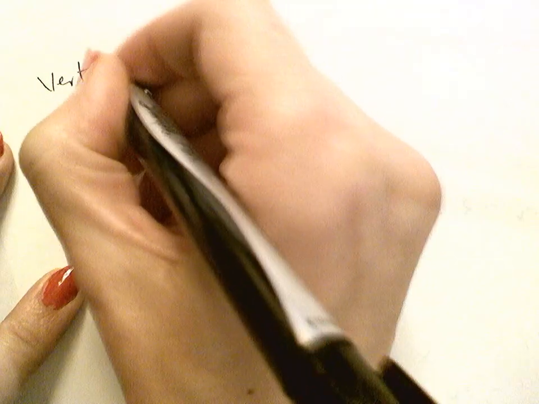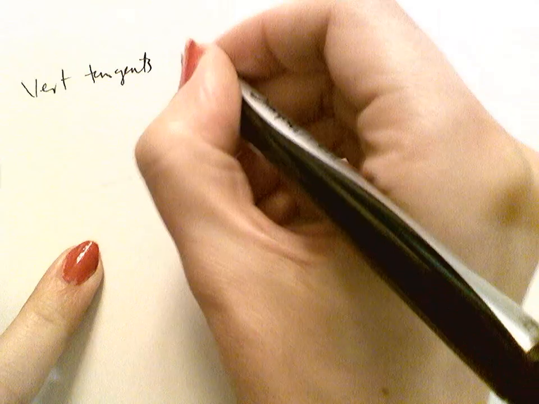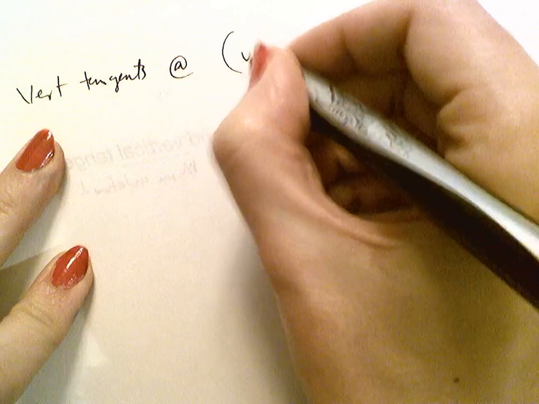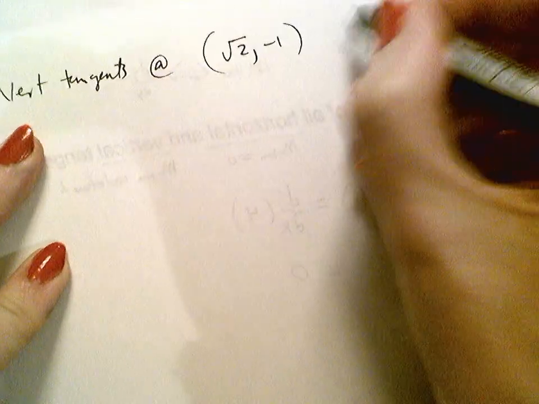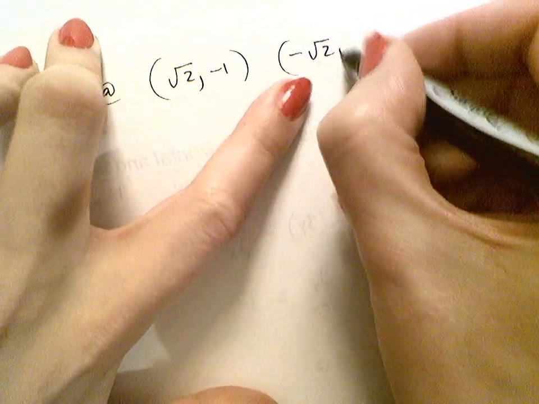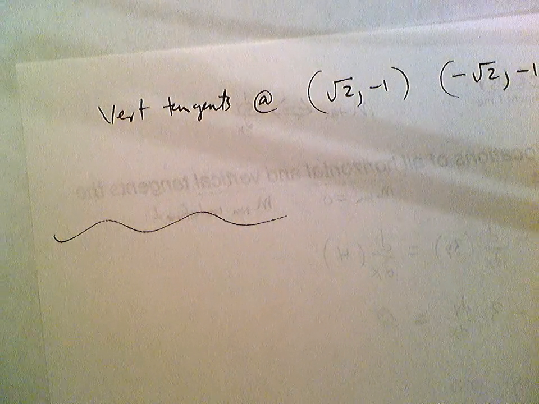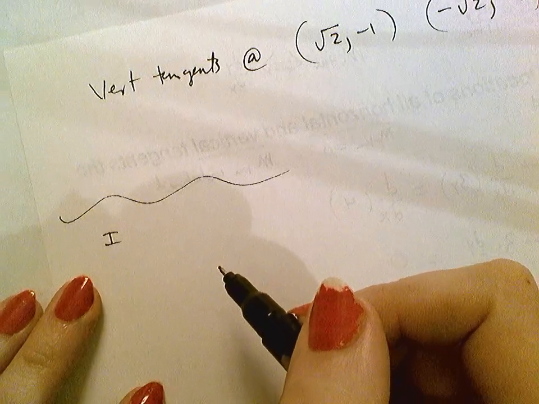So for the back, I've got vertical tangents at radical 2, negative 1, negative radical 2, negative 1. But I'm also going to have more. Because I've also got to plug in positive, right? Because I had positive 1. Yeah, I also have positive 1 as a y coordinate.